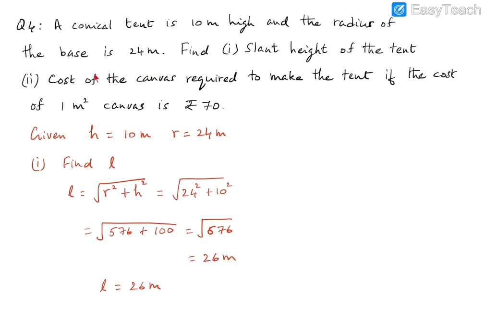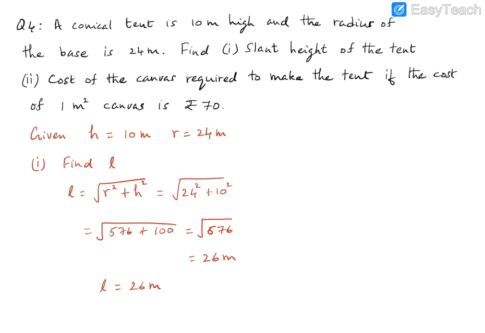The next part of the question, we are asked to find the cost of the canvas required to make the tent if the cost per meter square of the canvas is rupees 70. So basically what we have to do is we have to first calculate the curved surface area of the tent, and once we have calculated the curved surface area, we have to multiply the curved surface area by the cost per square meter, which is 70. So that will give us the total cost of the canvas to make that tent.